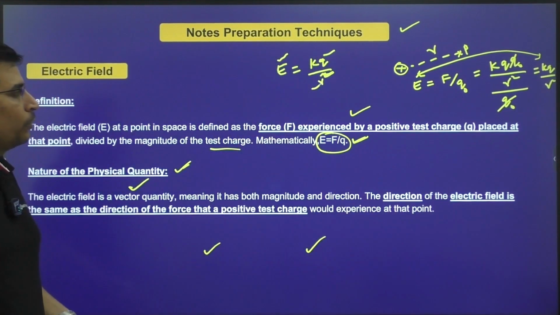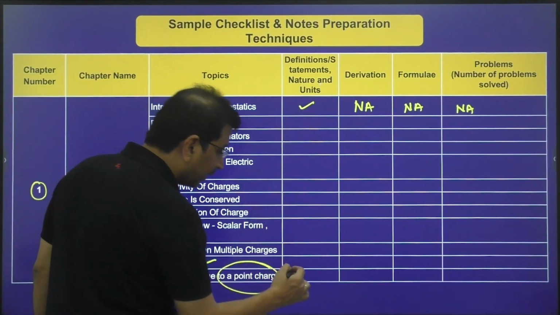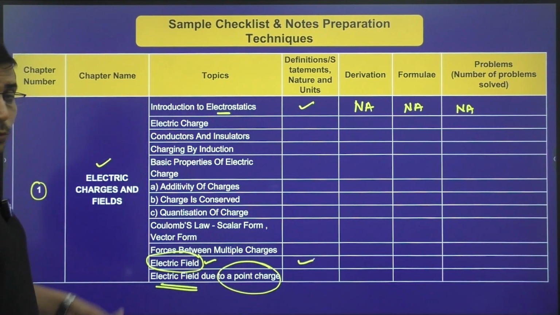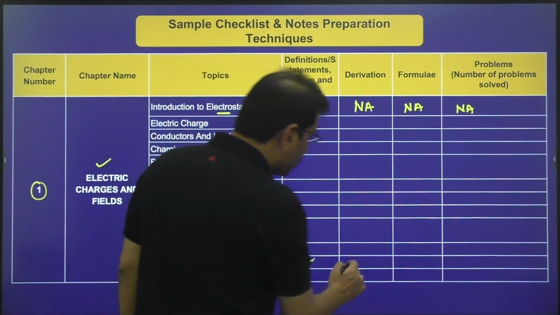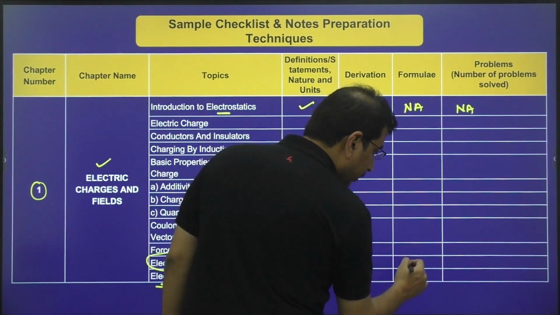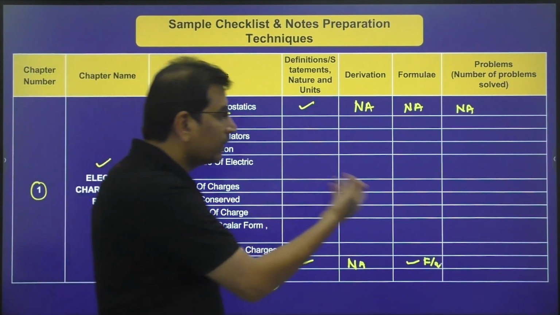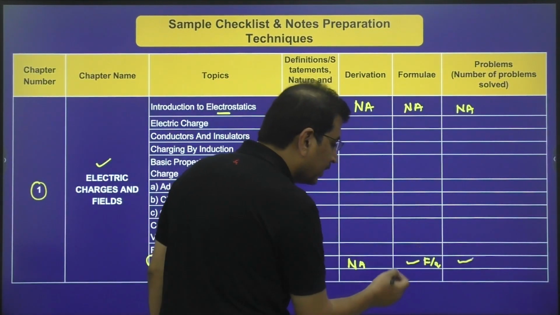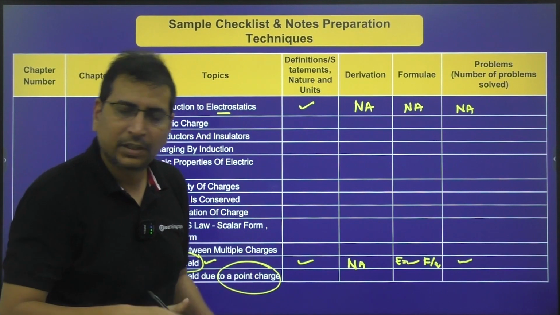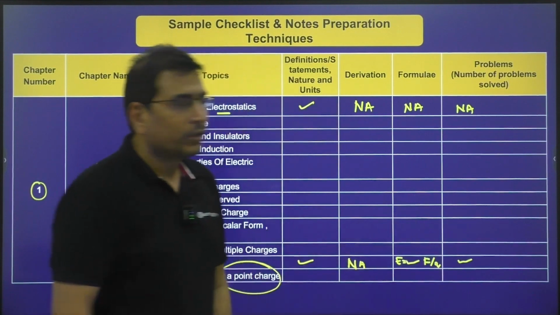Once this is done, here is how to make use of this checklist sheet. For example, when I look at electric field, I completed the definition. I know what is the nature and I know what is the unit. A derivation for electric field as such is not applicable. The formula is F divided by Q, which comes from the definition itself. And for problems, yes, you can solve problems where E is equal to F by Q, with 3 parameters involved. They can give you any 2 parameters and ask you to calculate the third, which is unknown. Once you practice 2-3 problems based on it, you can put a tick here.